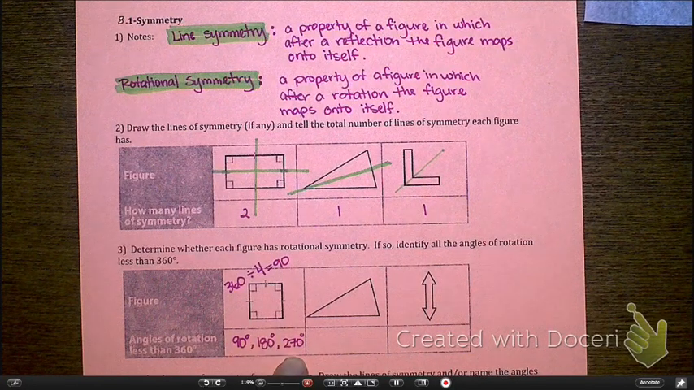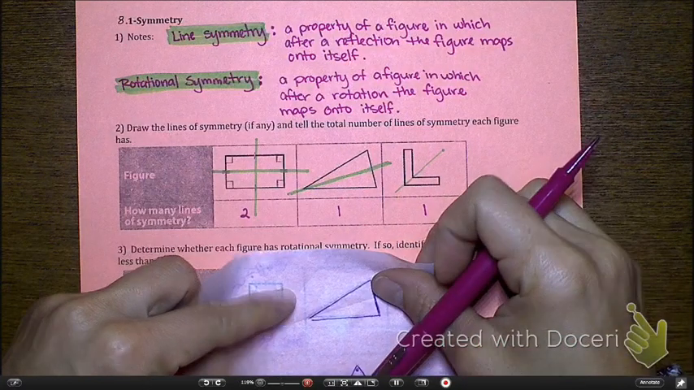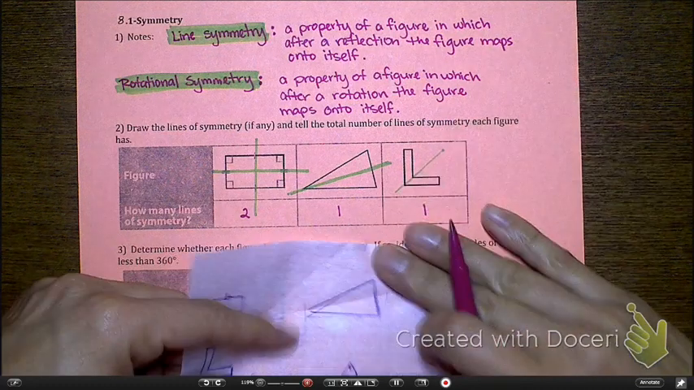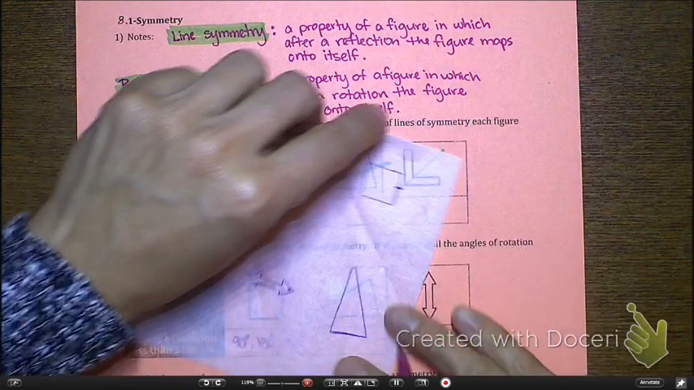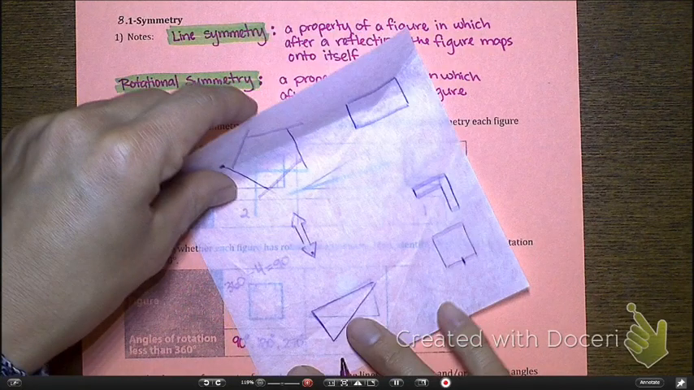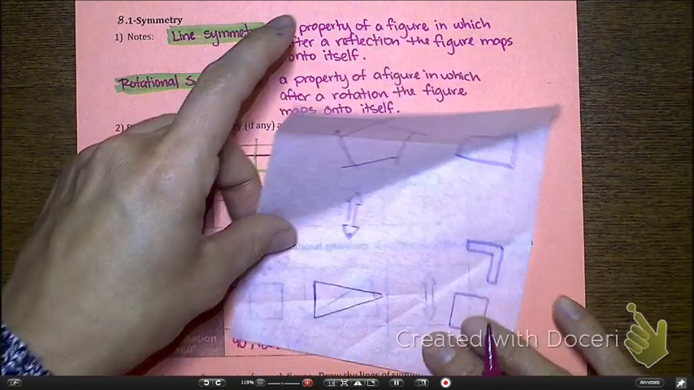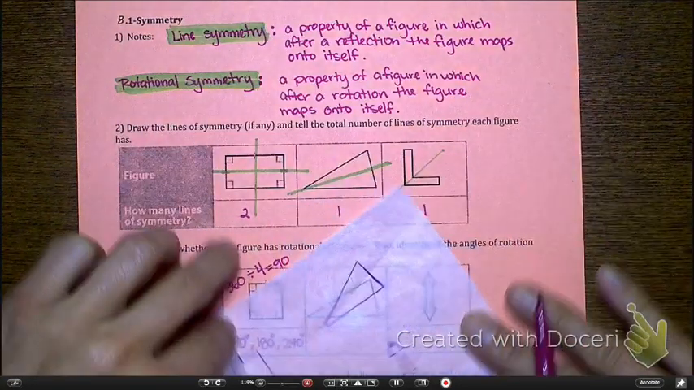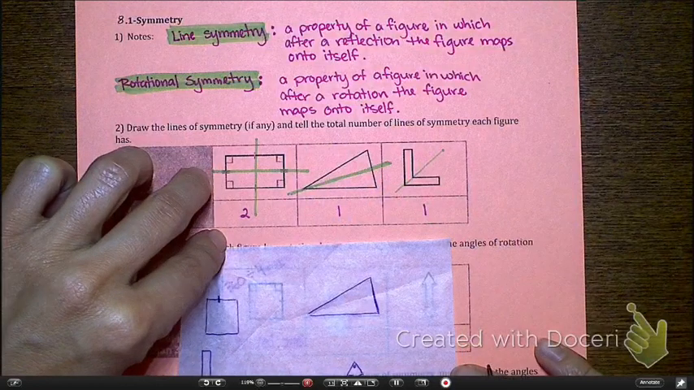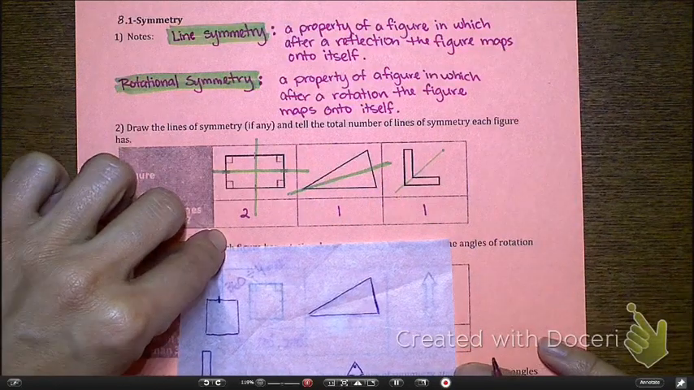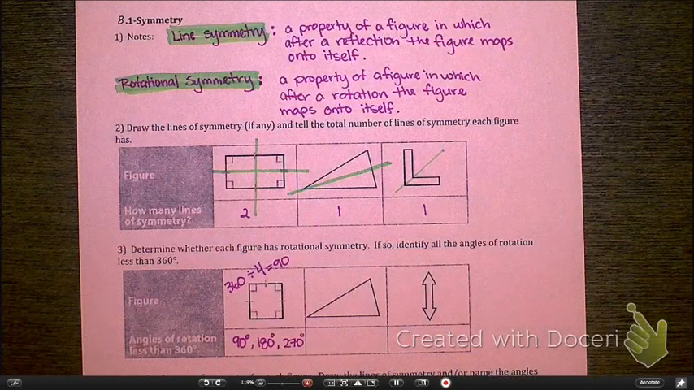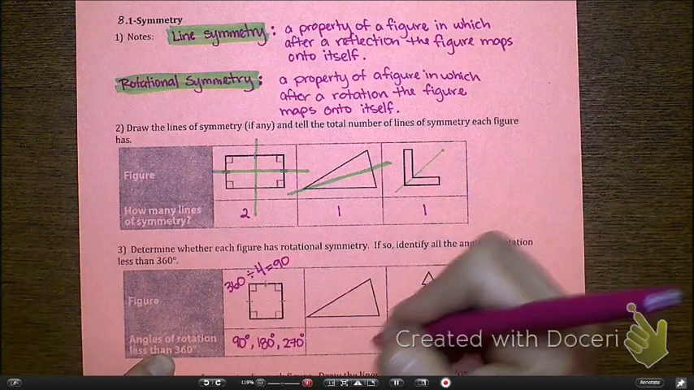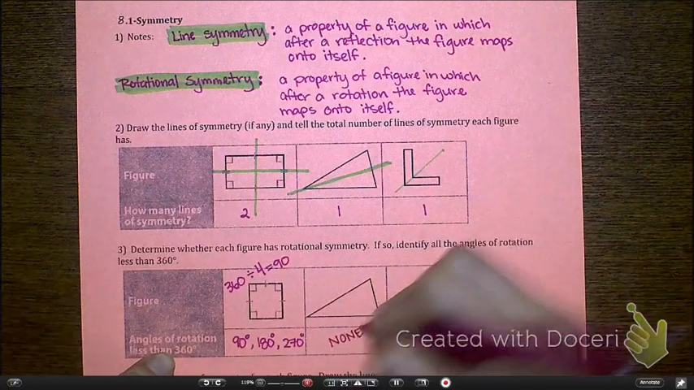All right, so let's take a look at this one. If I rotate this triangle, okay, is it ever laying back on top of itself? I mean, it's parts of it, but is it completely 100% perfectly back on top of itself? Now it is, but how much did I have to go to do that? I had to go a full circle, right? So does this one have any angles of rotation less than 360? No, so write none. Okay.